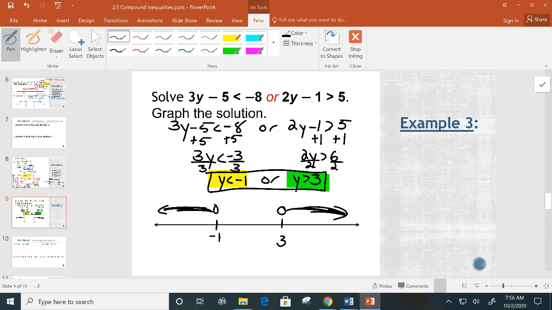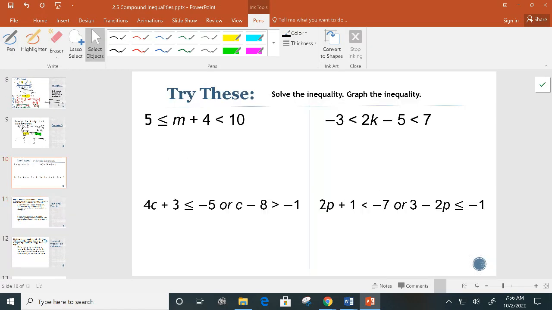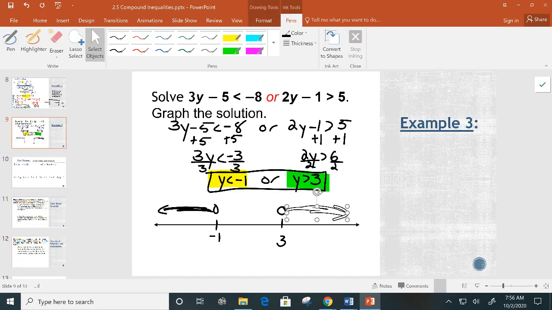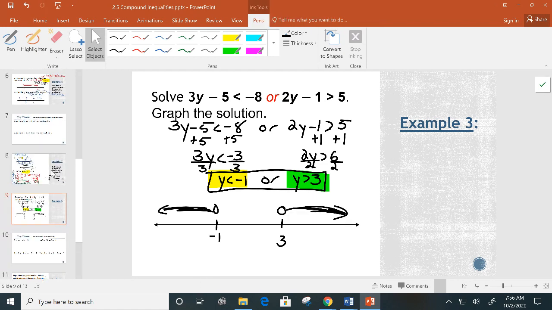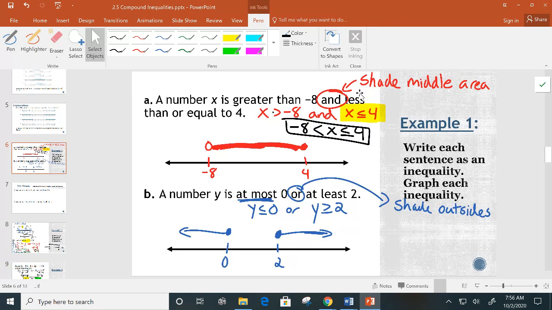Okay, so we've got our two types of inequalities. We'll go through some practice problems and a word problem in class. But the key thing for you to take away from this lesson, make sure you know the two different types of compound inequalities, the ands and the ors. The ands, we're shading the middle region, and we can combine them all together like this, or we can write it with the word and.